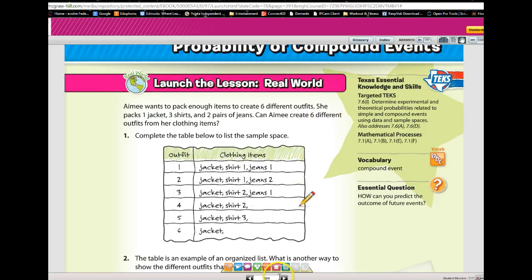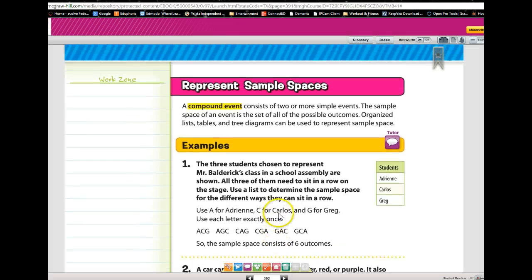Page 392, the back of this. Now on the top, it says we have a word highlighted. That means we have a new vocabulary word, and the word is a compound event. A compound event consists of two or more simple events. Basically, if you have two or more things happening, it's a compound event, period.